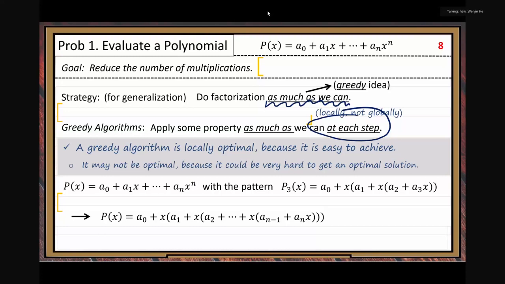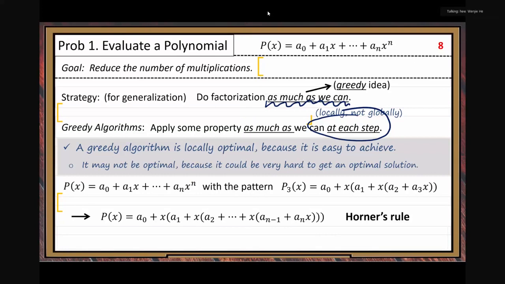Later in the remaining part of the course, we will apply this greedy strategy a few more times. Here we learn it the first time. First time we learn the greedy strategy. All right, so this is called Horner's rule.